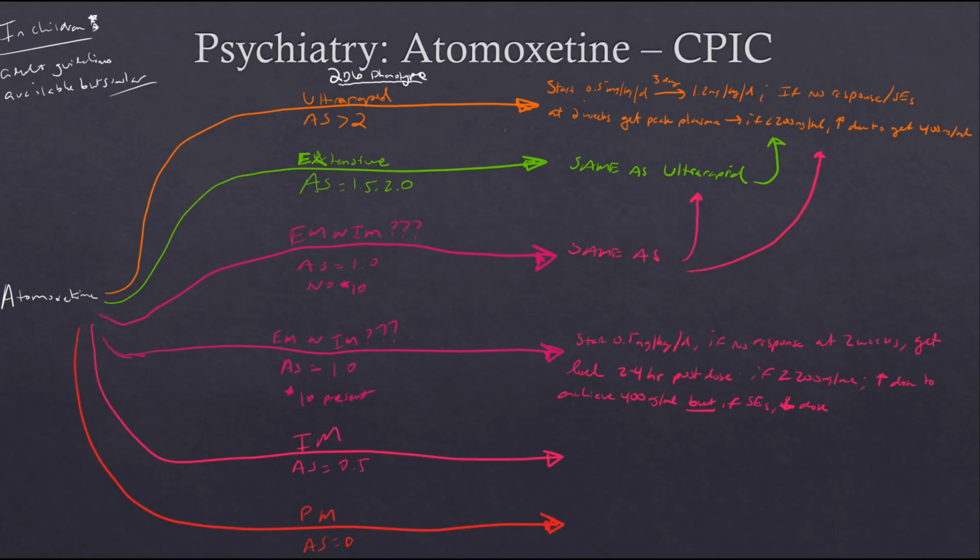Let's take a look at what a true intermediate metabolizer with an activity score of 0.5, let's see what their recommendation is. And again, we look out here, this one's pretty easy. It's the same recommendation that we just talked about with the star 10 allele present. So doing that same exact recommendation here above, you would apply to the intermediate metabolizer with an activity score of 0.5. Now let's take a look at poor metabolizer.